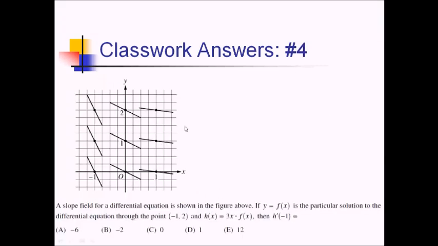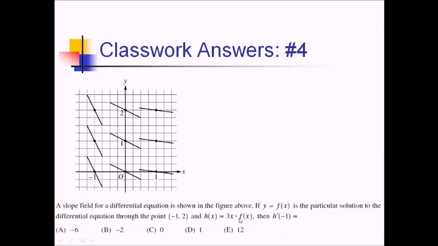For this problem, we're given a slope field for a differential equation, and y is the particular solution through the point -1, 2. Based off of that, we want to know what h prime of -1 is if the h function is 3x times f of x. All right. In order to find h prime of anything, it would be helpful if I had some sense of what h prime even looked like.